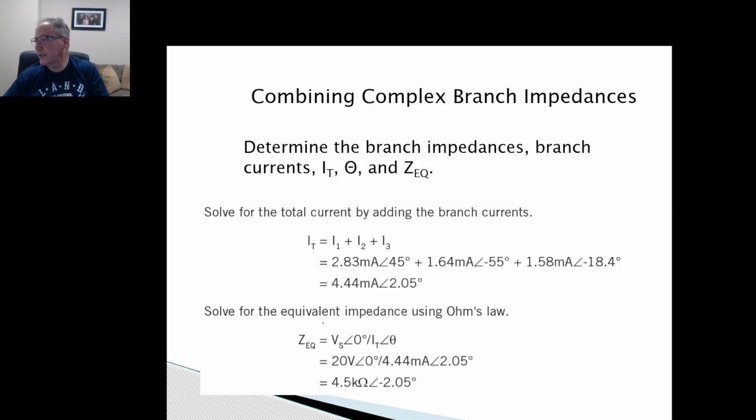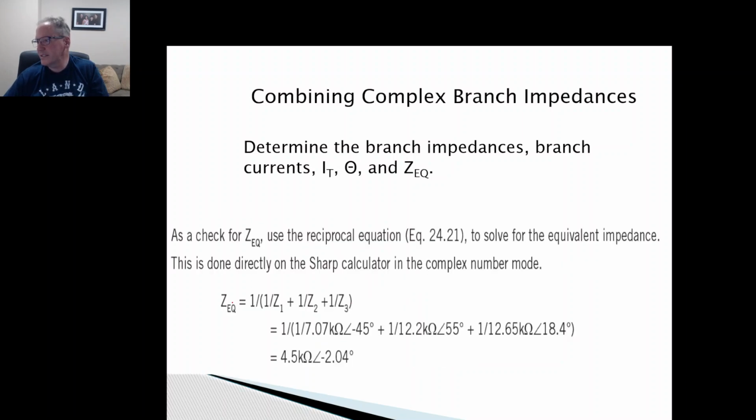And then once you get the total current, you can take the voltage of the source divided by the total current and its angle, which will be this 2.05, and it will become your equivalent.